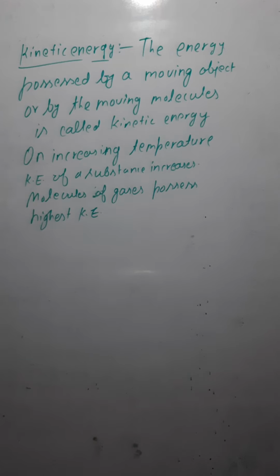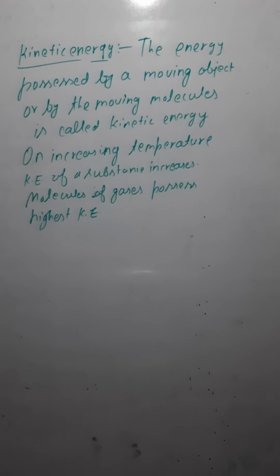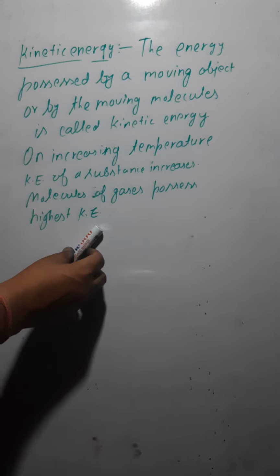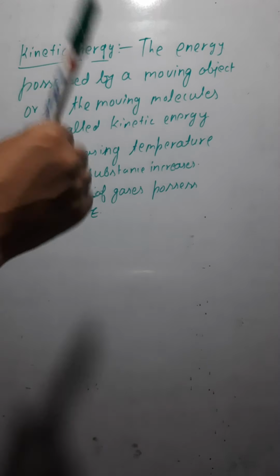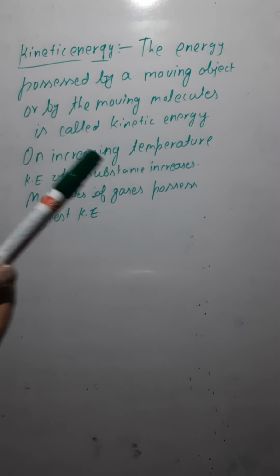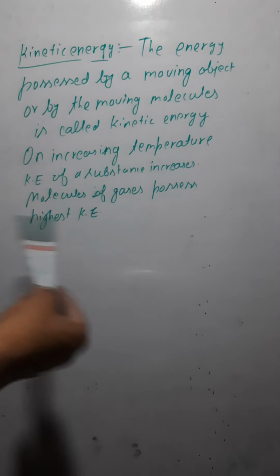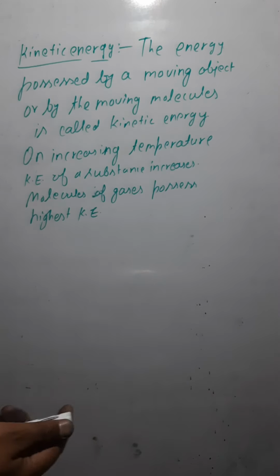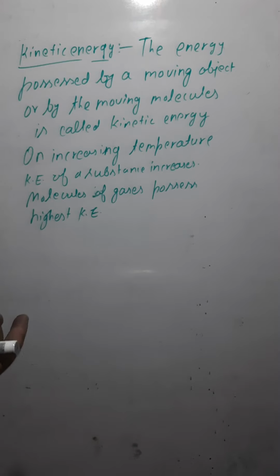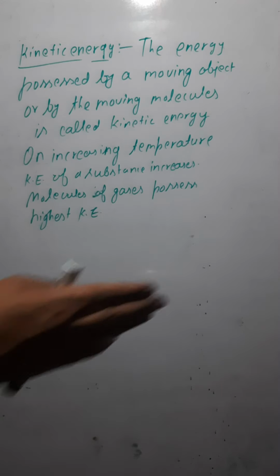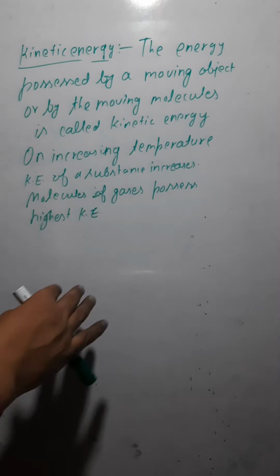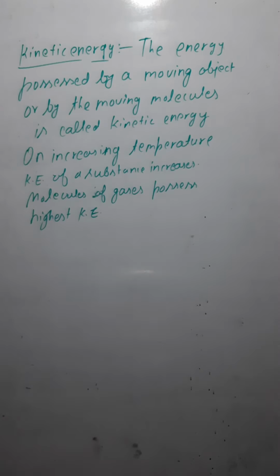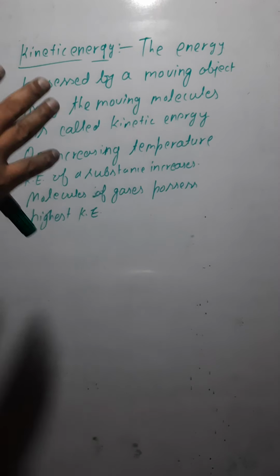This is the next property. Next is kinetic energy. If you see any object, like say this marker is moving, anything that is moving has some kinetic energy. Any object you take, or any moving particle, like the particles of solids, liquids and gases. If the particles are moving, they have some kinetic energy, isn't it? Getting it or not? Anything that is moving has some kinetic energy.